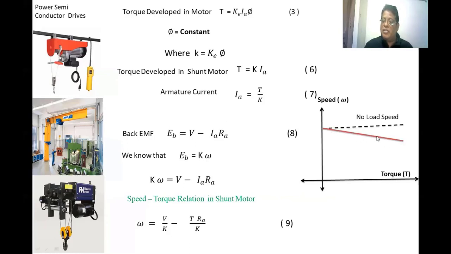The speed is decreasing because the torque is increasing, so this term increases. It is simply subtracted, so the speed of the motor decreases. How much the speed decreases depends not only on the torque, but also on the armature resistance of the winding.